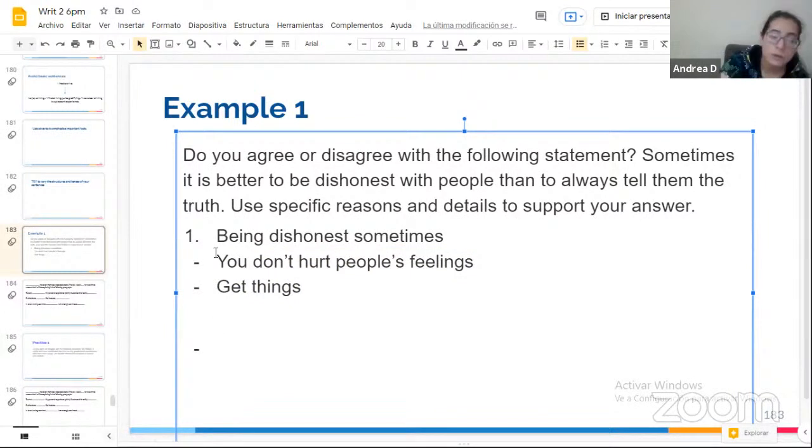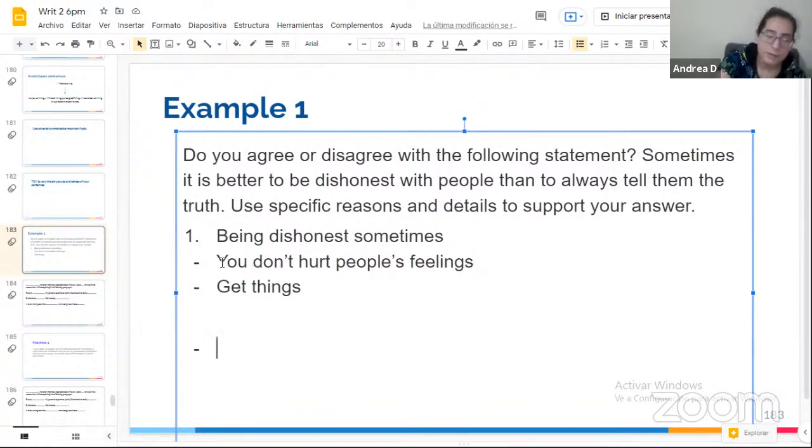So if you're saying you don't hurt people's feelings, then you can tell me a story about how, I don't know, there was this time when you were with a friend, you didn't want to hurt her feelings, so you lied to her about how she looked in her dress. So you can tell a story like that, or you can just be a bit more specific, like maybe give examples about what feelings you could hurt, or talk about family or something. So try to think of something a bit more specific to support this idea.